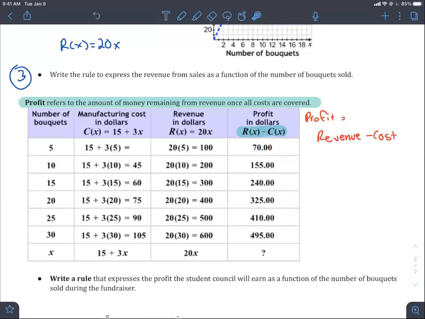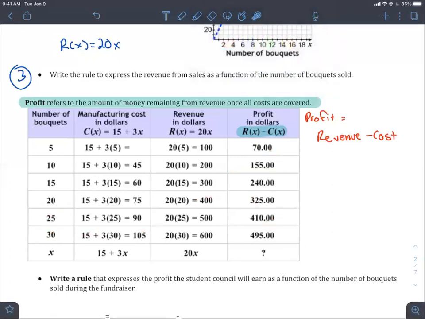So far, so good. But now they want to be able to project further down the line. Would it be worth the investment to order more than 30 bouquets? Because to a certain extent, depending on their sales model, they might have to pre-order all of these bouquets before they make their sales, especially if the student council is literally sitting outside of the prom selling these. Something to keep in mind.